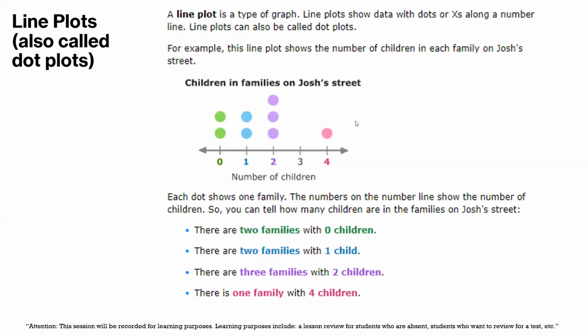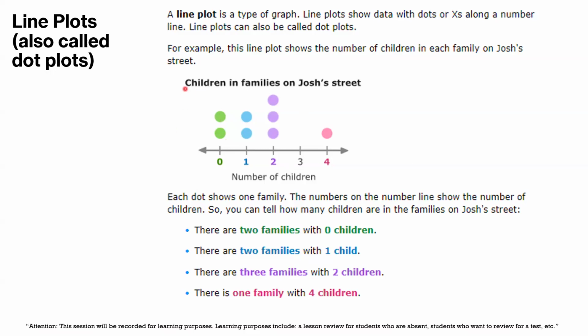So first, let's talk about what a line plot is. A line plot can also be called a dot plot. The reason for that is if we look at the picture of it here, a lot of times we use dots, sometimes we use X's to create this line plot, otherwise known as a dot plot. With these, every single dot, every single marking represents one person's answer.